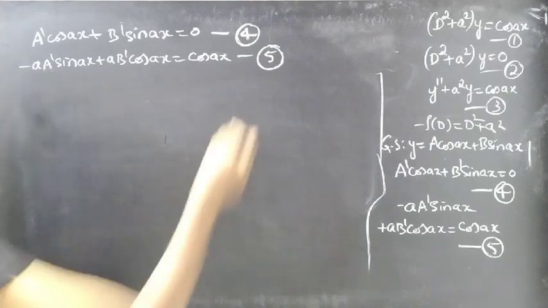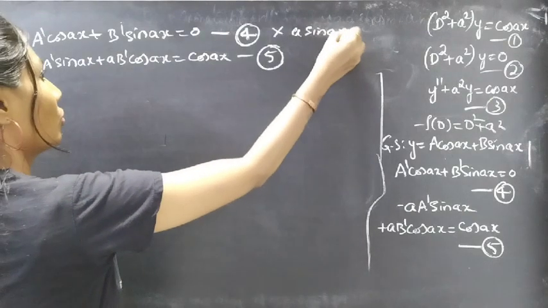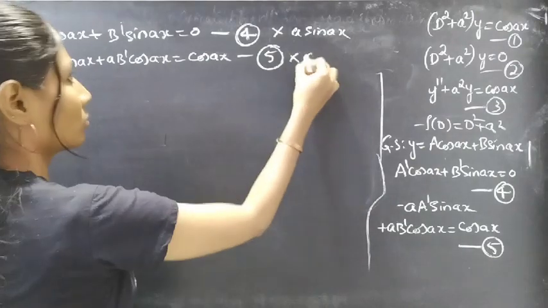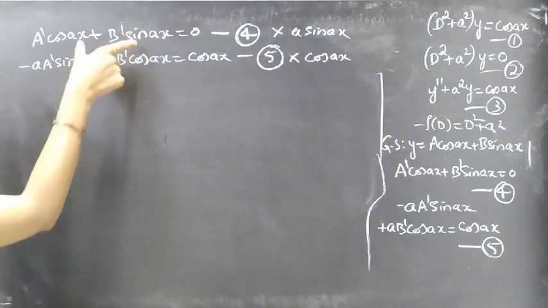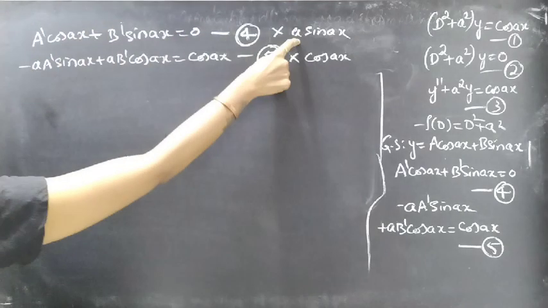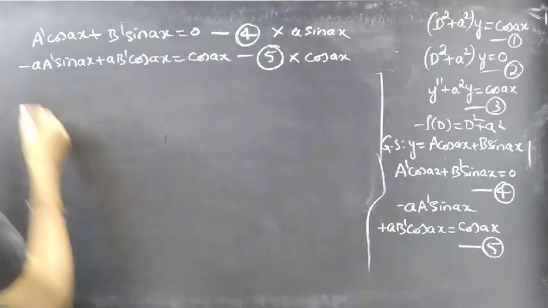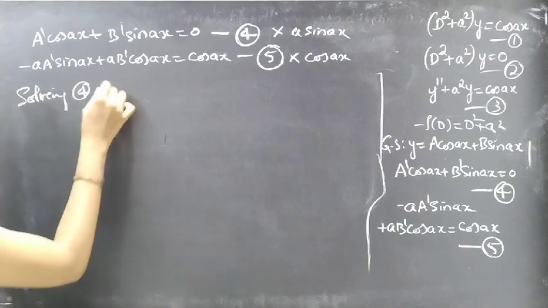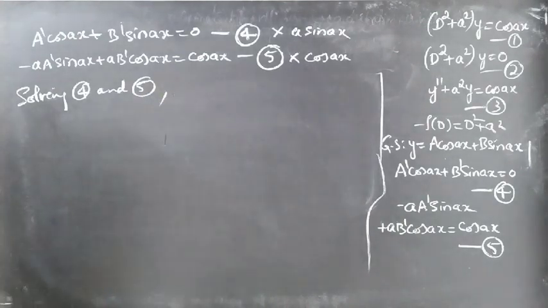So we'll multiply a sine ax to equation 4, and here we'll multiply cos ax. Multiplying, we'll multiply both sides of the equation with a sine ax, and here we'll multiply both sides of the equation with cos ax, right? Now let's solve. Solving 4 and 5 to find a dash and b dash, right?